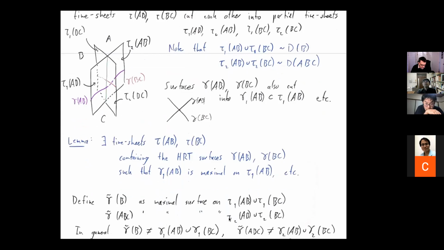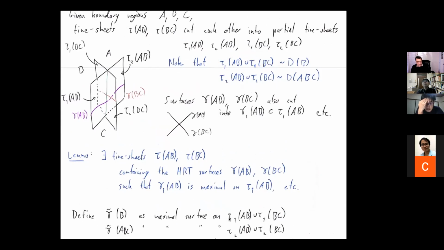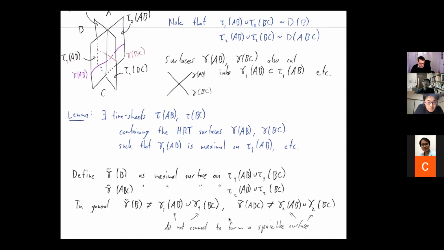Now, like I told you, we were going to re-glue the timesheets. When I re-glue the timesheet, now I have this timesheet for B, and I can find a maximal surface on this re-glued timesheet. So that's some maximal surface on this thing. And I find a maximal surface on this ABC timesheet. I'll call that gamma tilde. When I do this union of the partial surfaces, I don't get the gamma tilde because these things don't connect up with each other. So what I'm doing is I'm gluing this purple thing to this orange dotted thing, and you see they don't connect up. On the other hand, gamma tilde is forced to connect up.